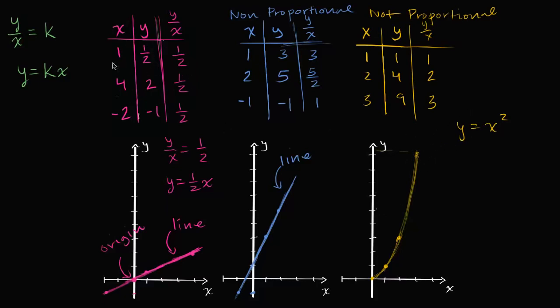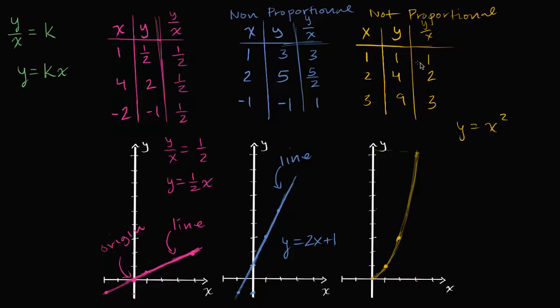So once again, these 3 points could be sampled from a line, it looks like y is equal to 2x plus 1. So it's a linear relationship, but it does not go through the origin, so it's not proportional. And these 3 points look like they could be sampled from y equals x squared, which goes through the origin. When x is 0, y is 0, but it's not a linear relationship.